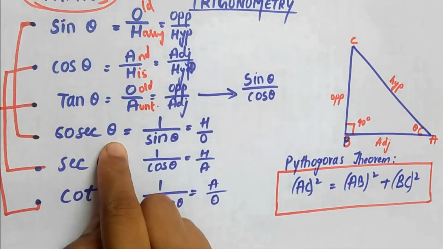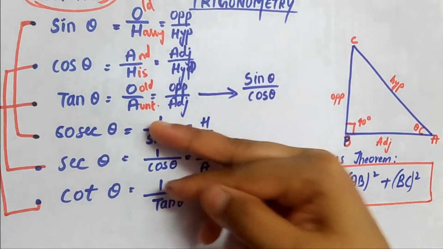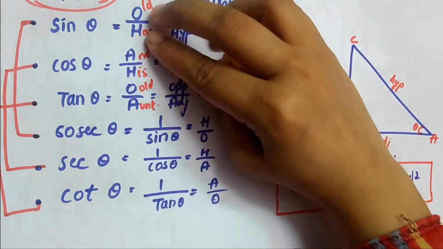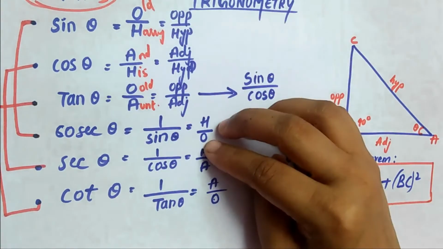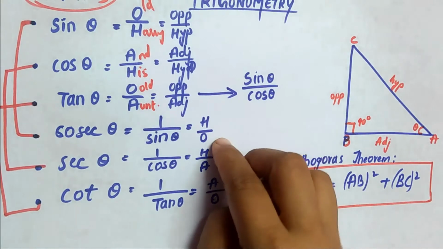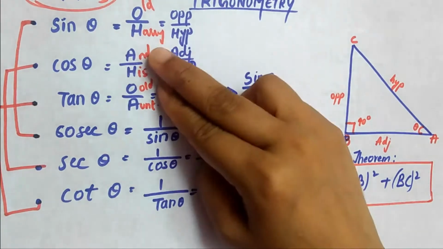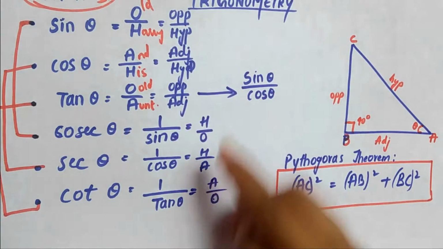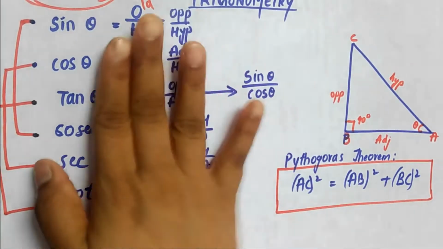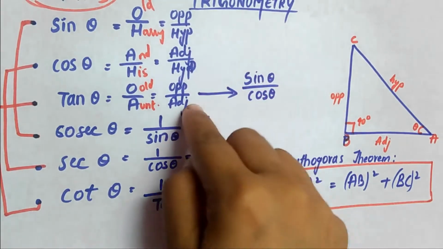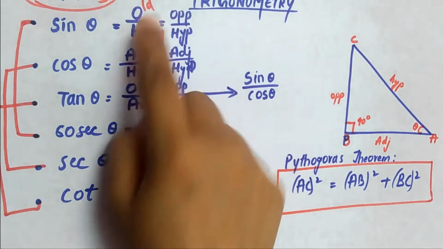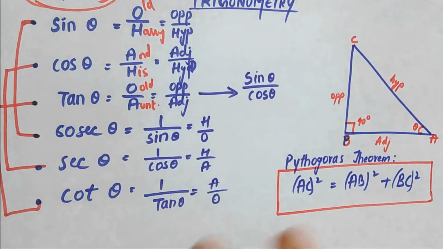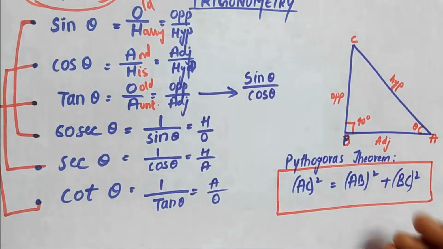Now, what is cosecant theta? Cosecant theta is nothing but the inverse of sine. So we are inverting the sine: h by o, hypotenuse by opposite. Secant is nothing but inverse of cos. Cot is nothing but inverse of tan. We just need to remember only these three formulas, that too with a trick, and later on we just need to play with the formulas. That's the only thing about trigonometry.